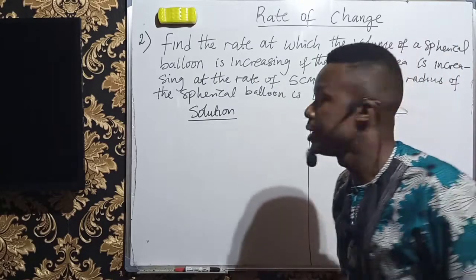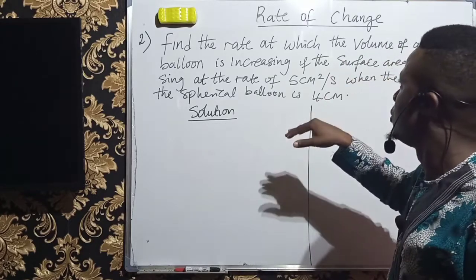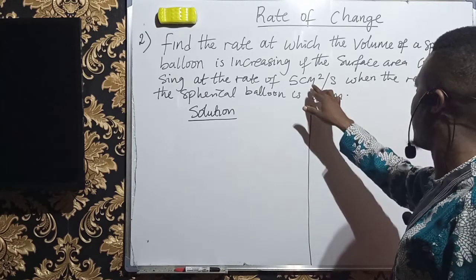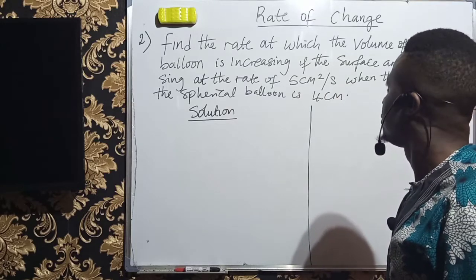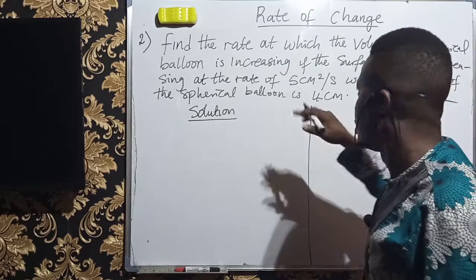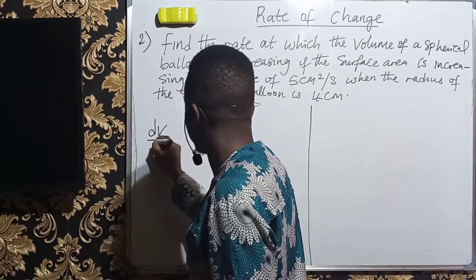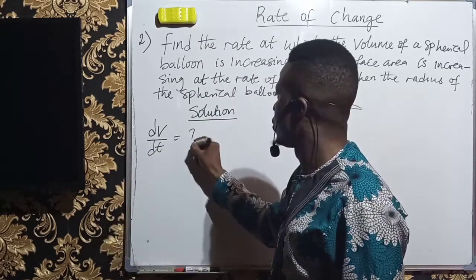The second question says, find the rate at which the volume of a spherical balloon is increasing if the surface area is increasing at the rate of 5 centimeters squared per second when the radius of the spherical balloon is 4 cm. Find the rate at which the volume of a spherical balloon is increasing. So rate of increase of the volume is dV over dt, because it will increase with time and we don't know, so question mark.